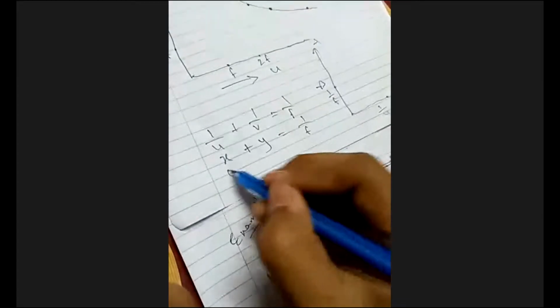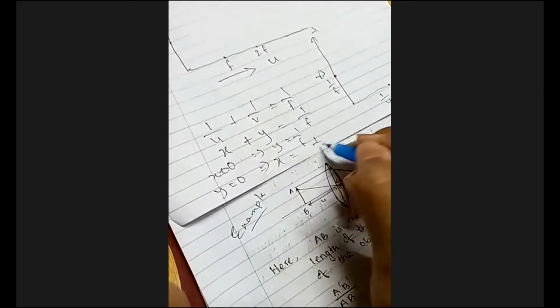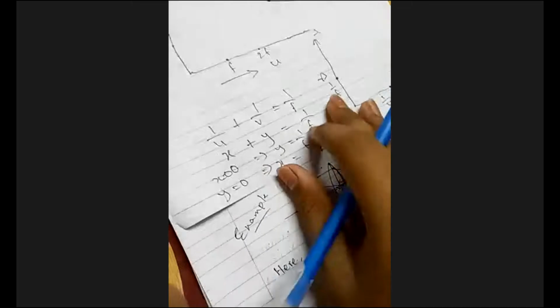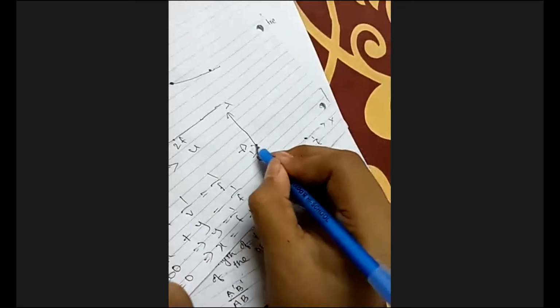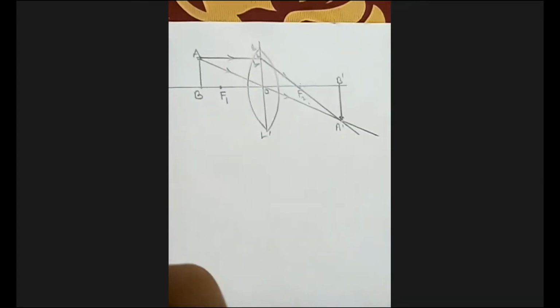First of all, I'm going to take x equal to 0, so we will get y equal to 1 by f. So this is the first point I got. Then I take y equal to 0, and we will get x equal to 1 by f. So we got 2 points. Now if I draw a straight line through them, we get a straight line that cuts the x-axis and y-axis.